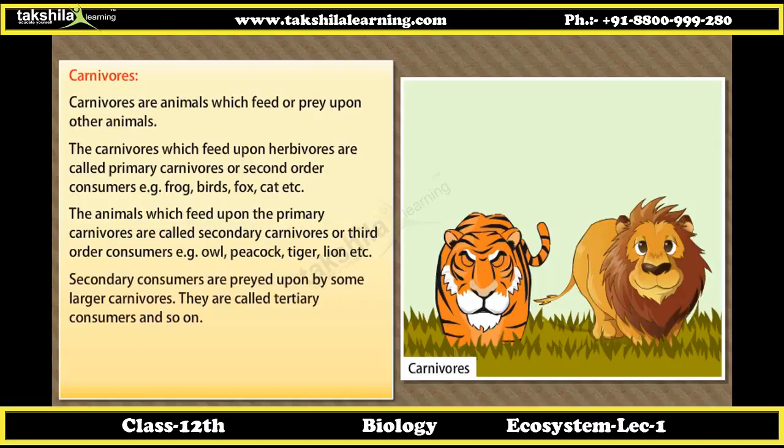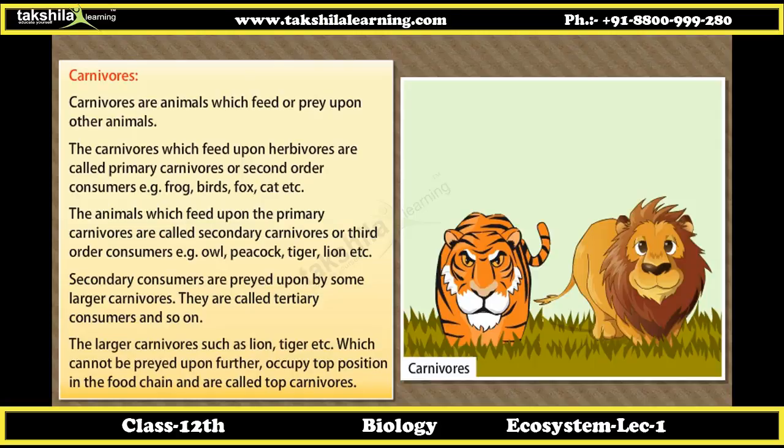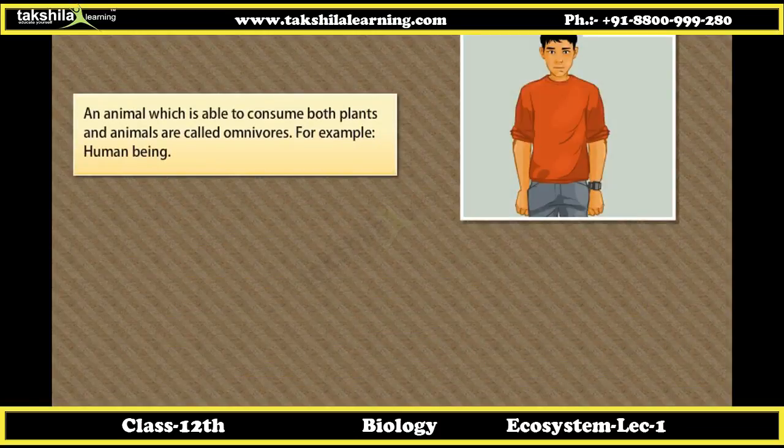Secondary consumers are preyed upon by some larger carnivores. They are called tertiary consumers and so on. The larger carnivores such as lion, tiger, etc., which cannot be preyed upon further, occupy top position in the food chain and are called top carnivores.